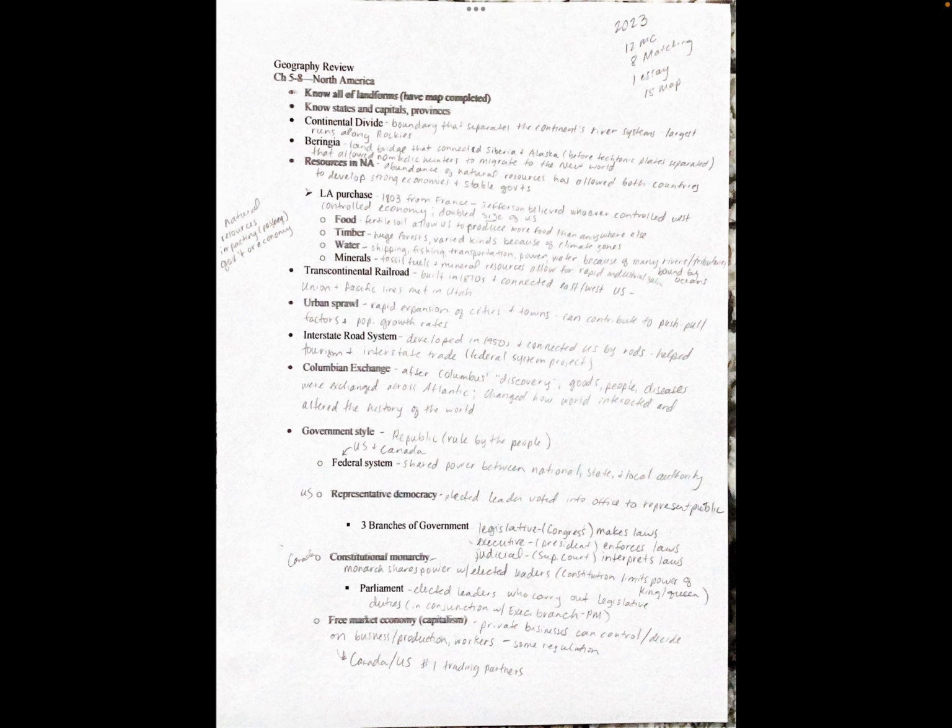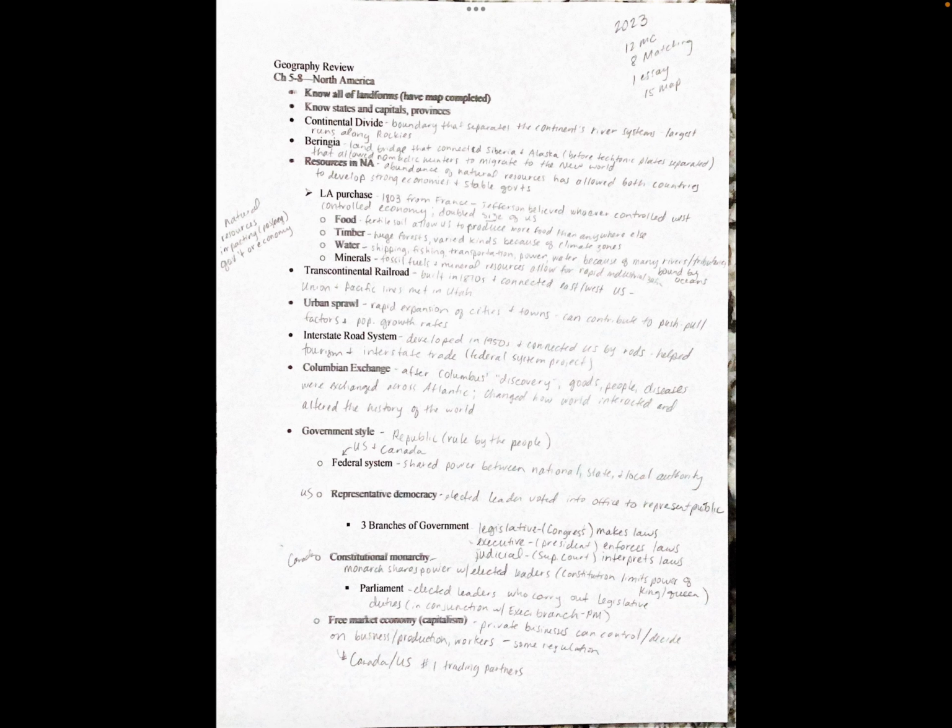So let's talk about the continental divide. It's the boundary that separates the continent's river systems, and the largest one runs along the Rockies. There are several continental divides throughout the United States and Canada, but the largest we call the Great Continental Divide, and that goes almost parallel with the Rocky Mountains.